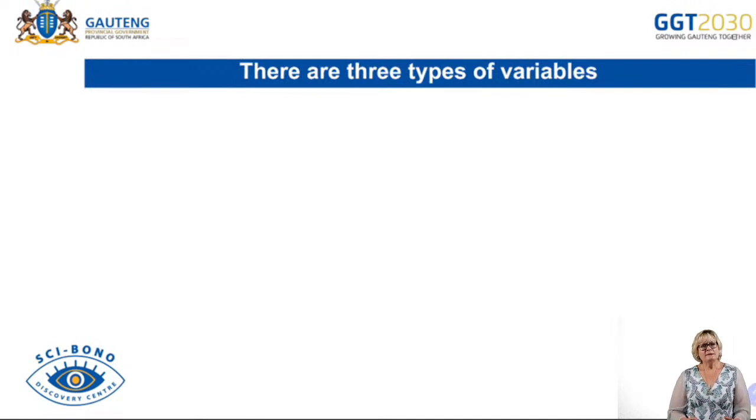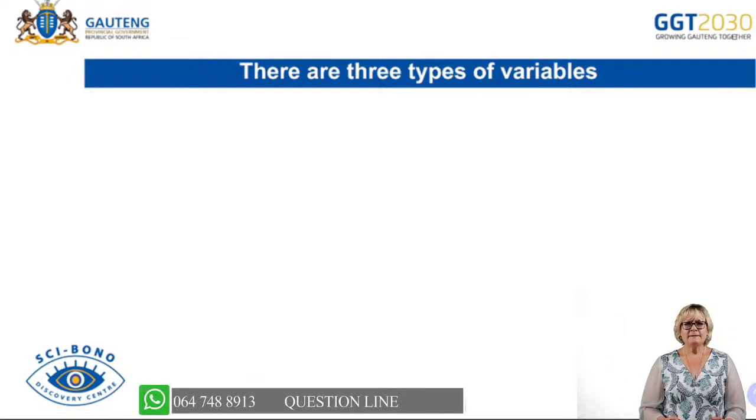Now, there are 3 types of variables. And life science learners, we will never ask you, give us the definition of a variable. No, these are the application questions. So we're going to give you a scenario and then ask you to identify some of the variables. So what is important here? It's important for you to know the difference between the 3 variables that is expected of you.